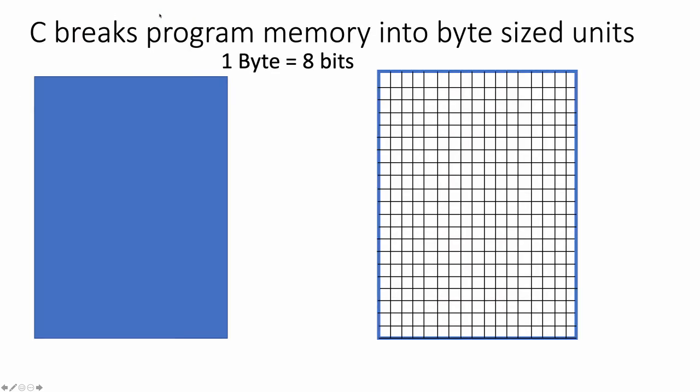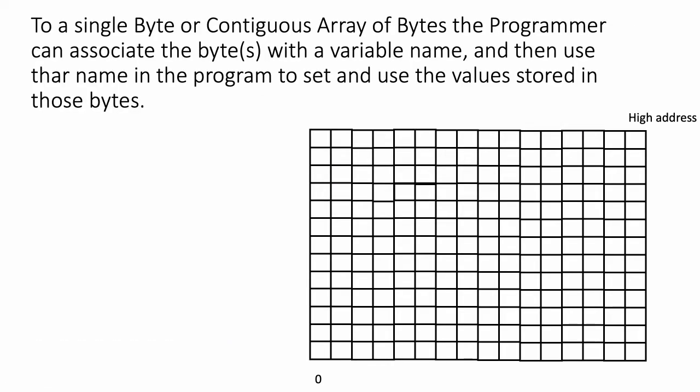So C breaks program memory into byte-sized units, where each byte is equal to 8 bits. This is what I show over here on the right. We have our program memory and we break it down into chunks of 8 bits. Now to a single byte or a contiguous array of bytes, the programmer can associate a variable name and then use that variable name in the program to set and use the values stored at those bytes. And I'm going to go through a couple of examples.